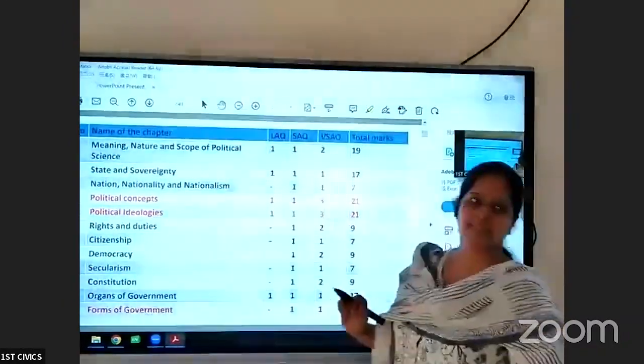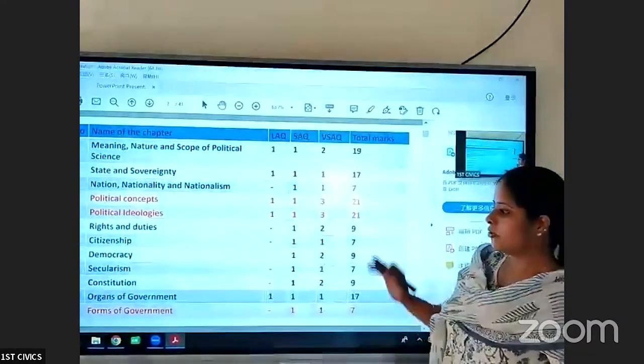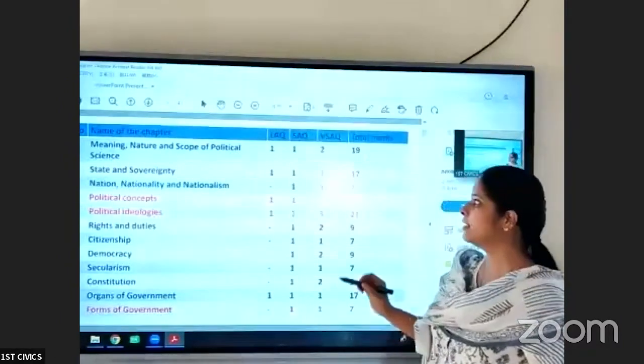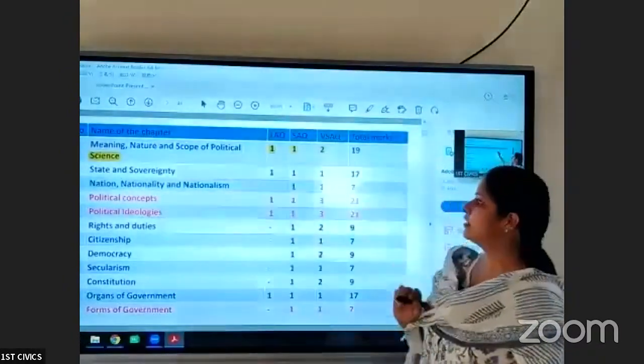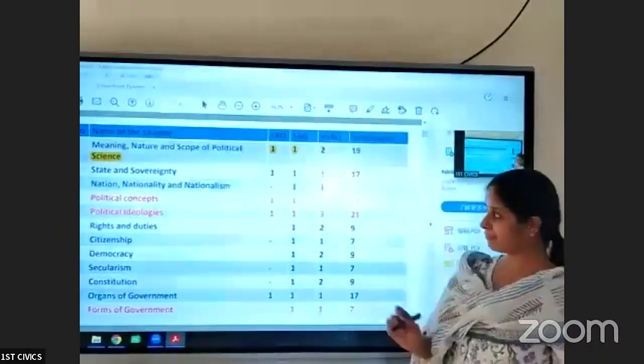Okay, so let us first discuss the weightage for each chapter. You have 12 chapters. The first chapter is Meaning, Nature, and Scope of Political Science. You'll get one LAQ, one SAQ, and 2 VSAQs in this chapter. The total weightage is 19 marks.